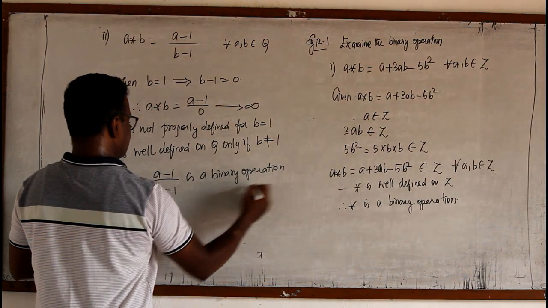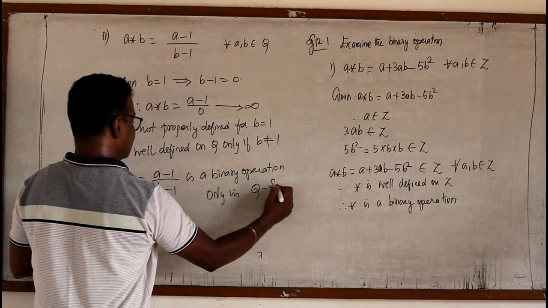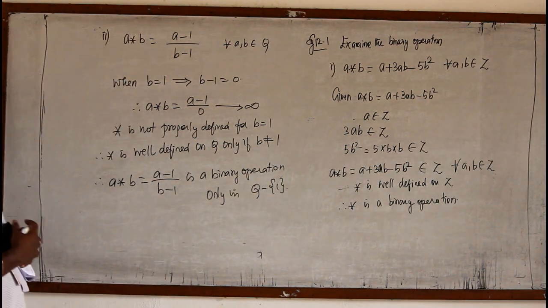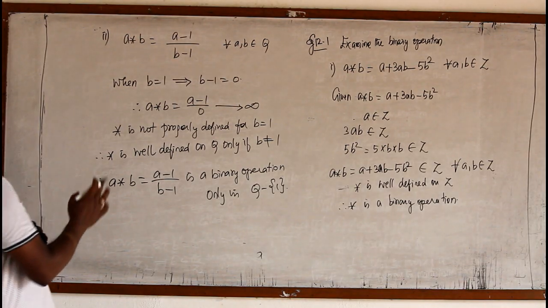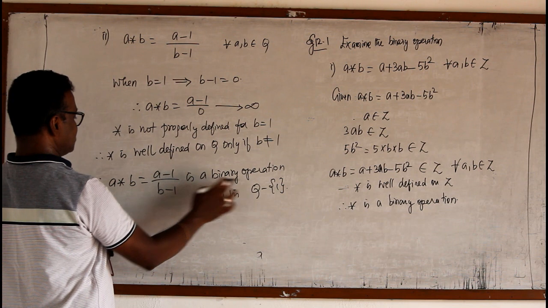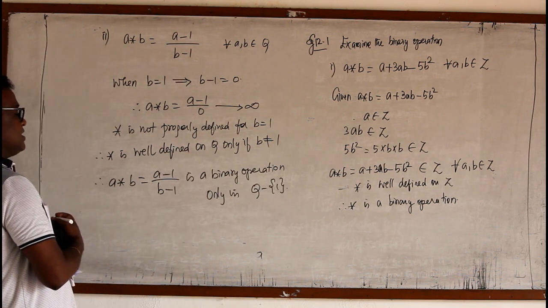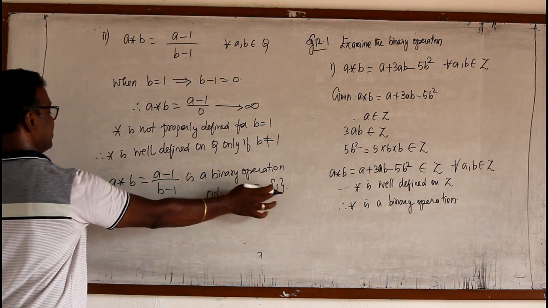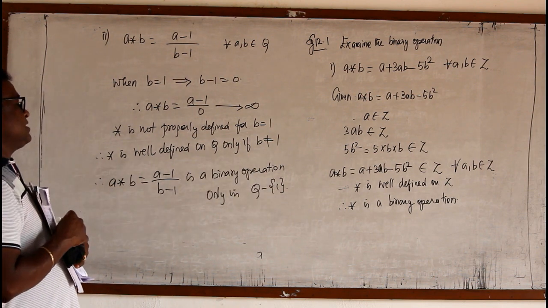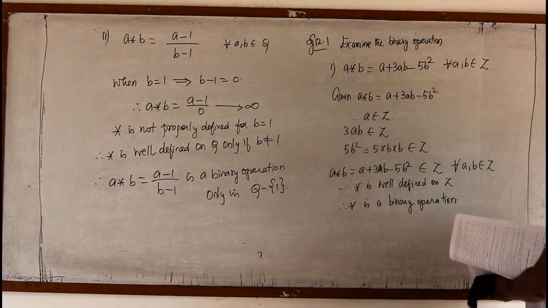only in Q minus 1, shall we say? Only in Q minus 1. Therefore, star is not a binary operation in Q. Star is a binary operation only in Q except 1. So, we can say star is a binary operation only in Q minus 1. So, with that, this first example is getting over. Second example.